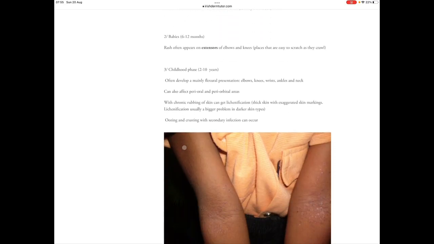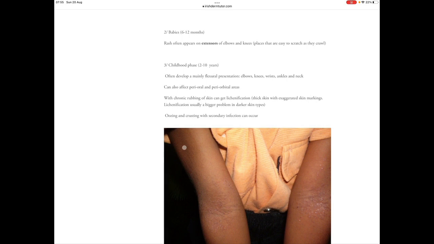Then as the baby gets older and starts crawling, so around 6 to 12 months, you might actually get the rash appearing on the extensors of the elbows and knees, which kind of goes against what we always say about eczema, where it occurs in the flexors. And this is probably because the baby can easily scratch at the area as they begin to crawl, and they might get the extensors irritated as they're crawling along.